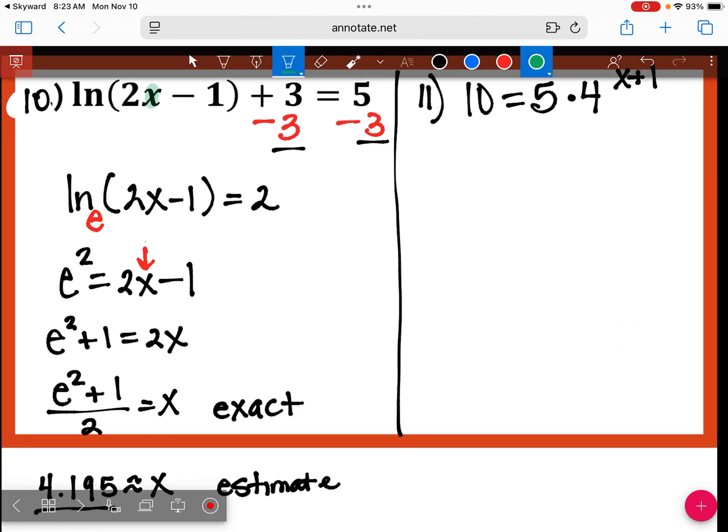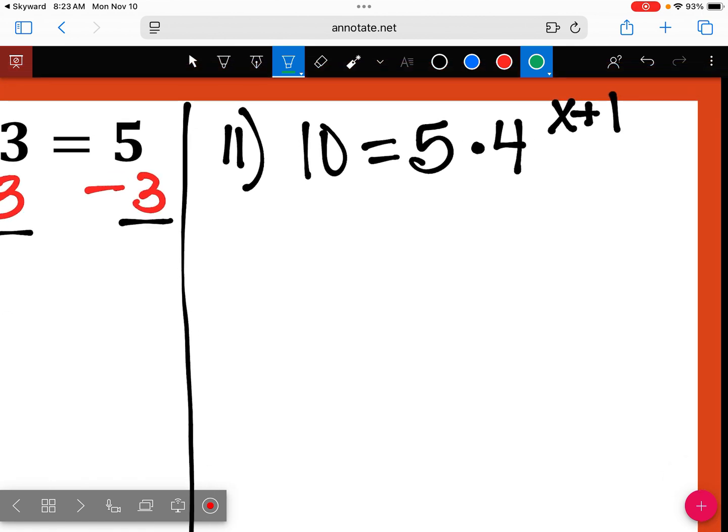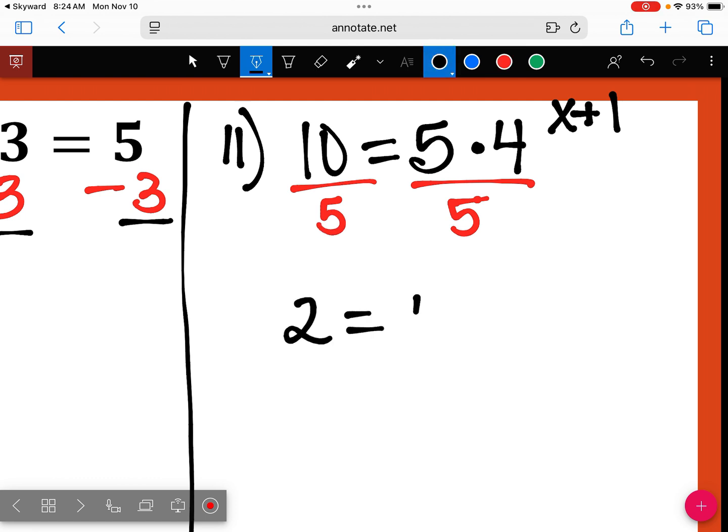Anytime it's a log equation, you have to ask yourself that question. All right, so now let's look at number 11. First thing we need to do is get rid of the 5. And remember, 5 is being multiplied. So how am I going to get rid of the 5? Divide it. All right, so we got 2 equals 4 to the power of x plus 1. Do I need to do a log, or can I rewrite both sides with the same base?